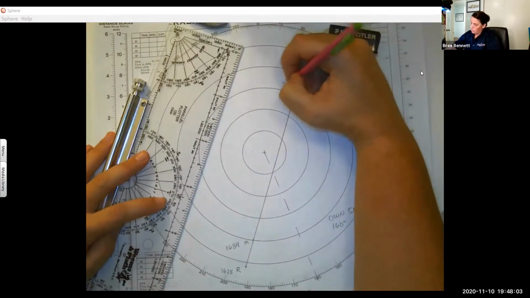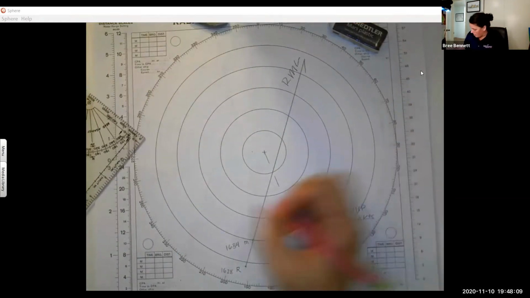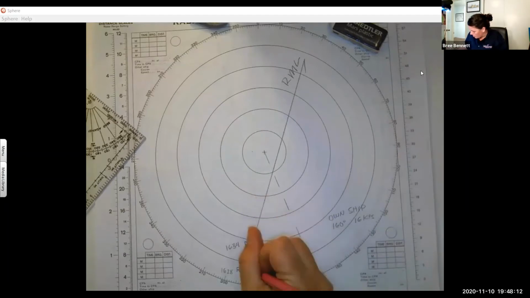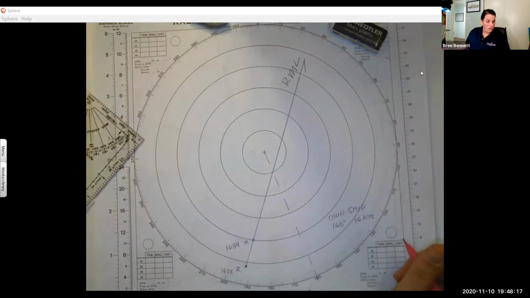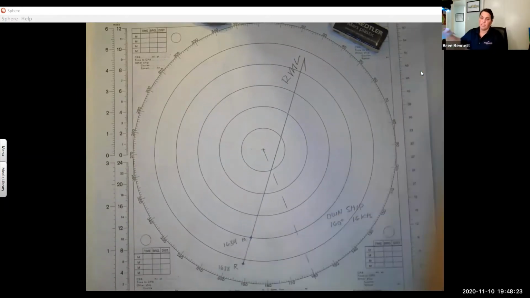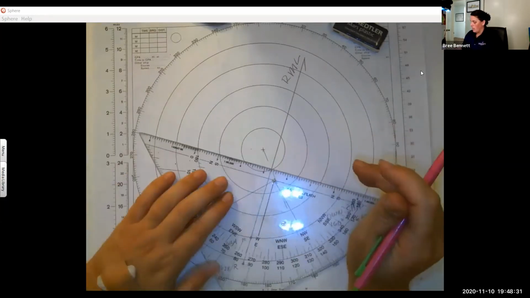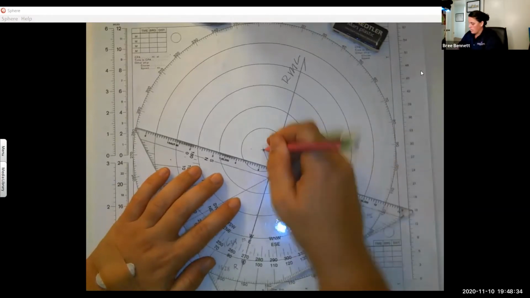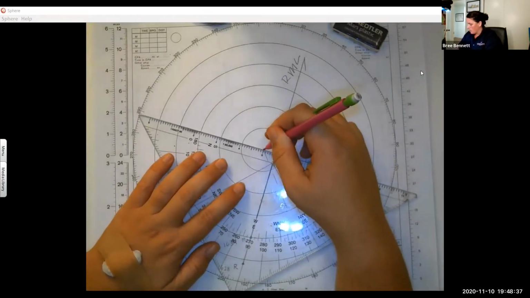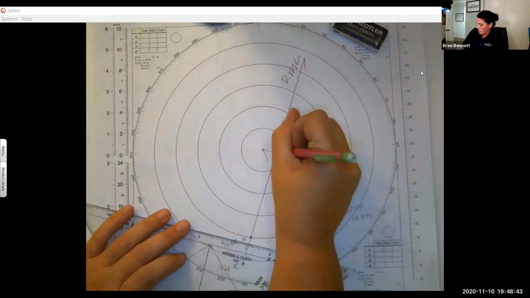So this is our relative motion line, R to M. Make this a little bit bigger here. See it. Okay, so they asked us what our CPA will be and what our TCPA will be. We want to figure out our CPA, the closest point of approach along our relative motion line. So I use the triangle to get a perpendicular to my relative motion line. And this is our CPA.